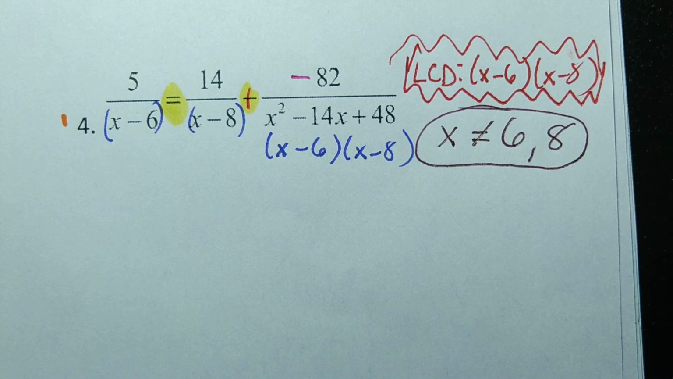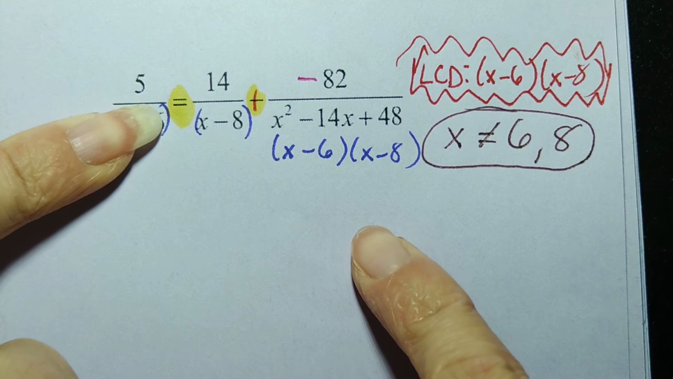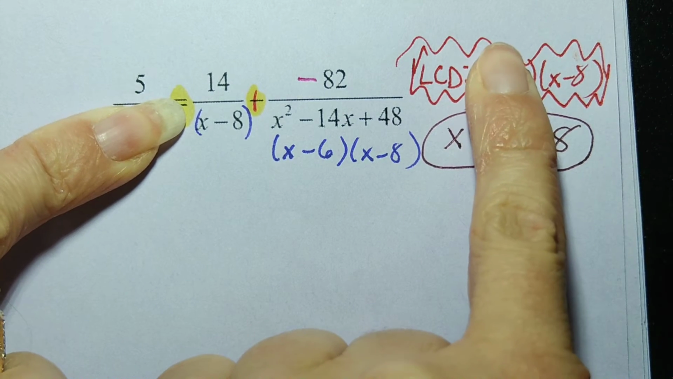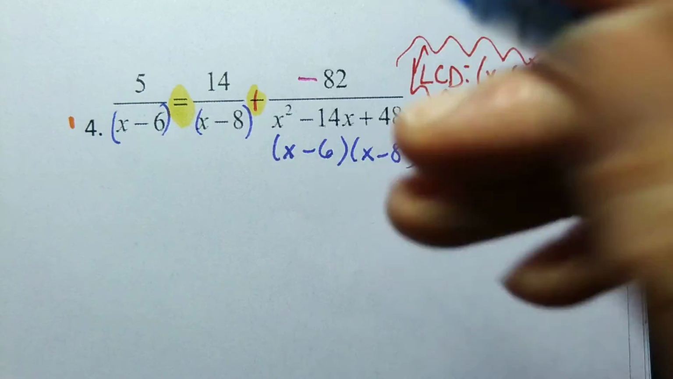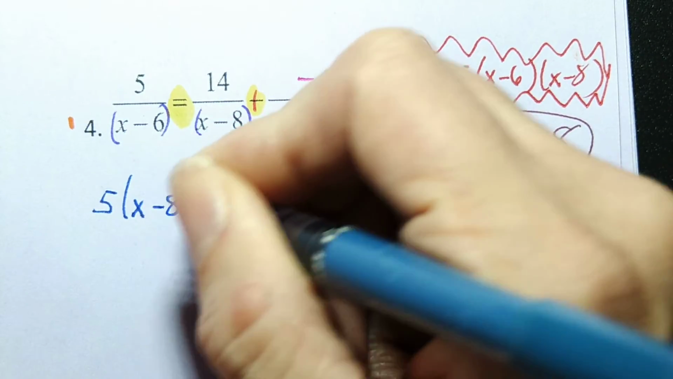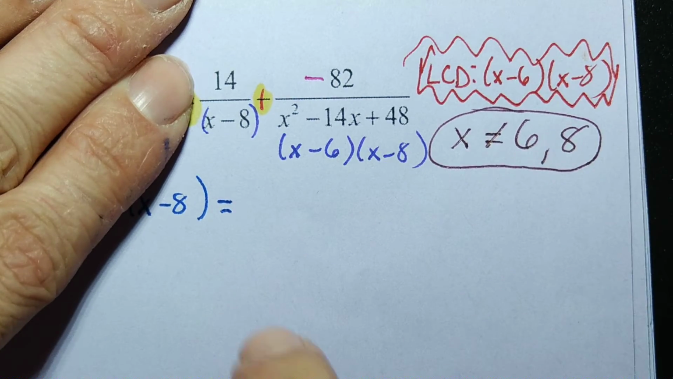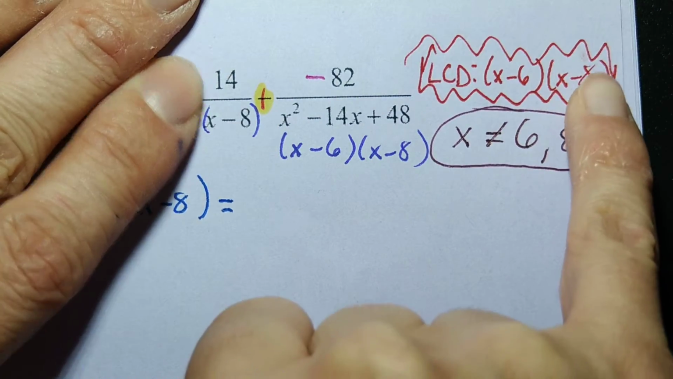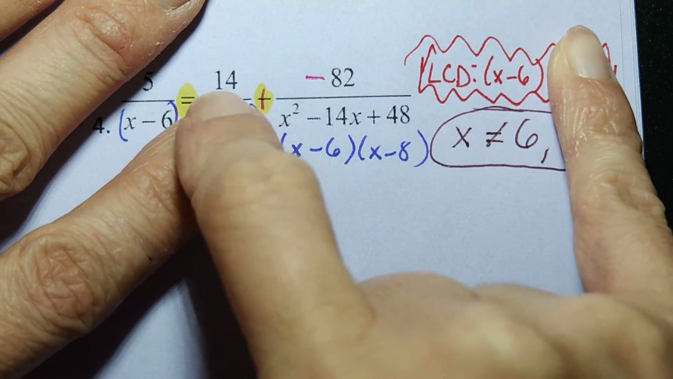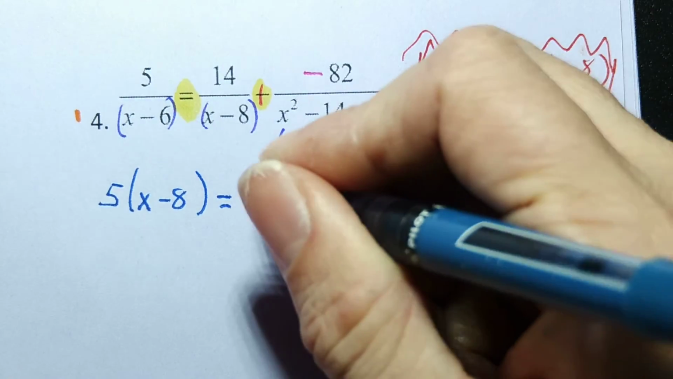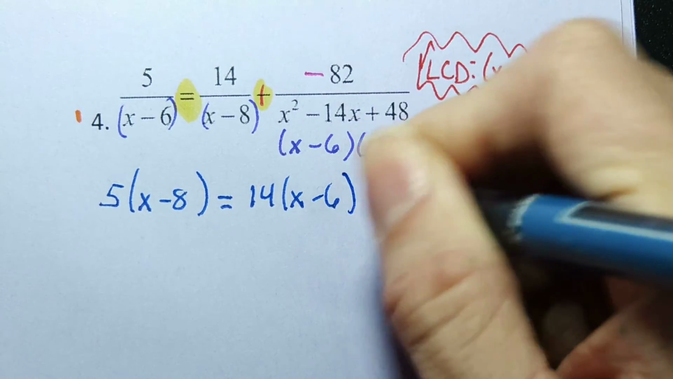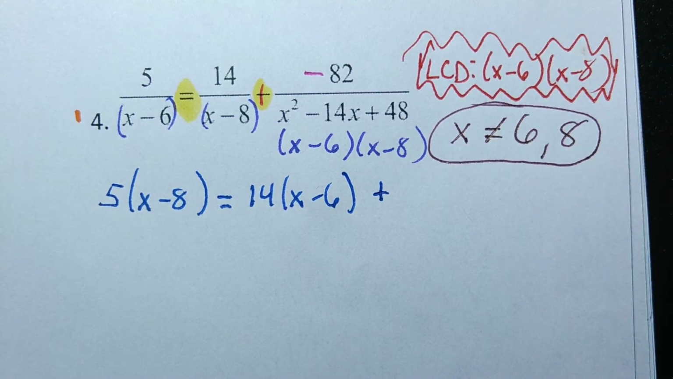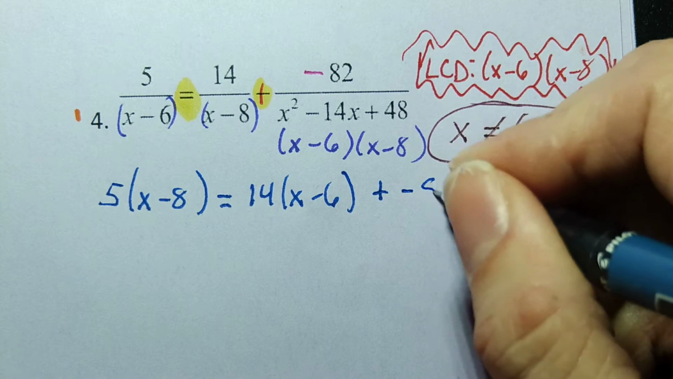All right, folks, you can either do the box method or the covering up method. I'm going to do kind of the shortcut method here. So if I multiply the first fraction by the LCD, goodbye x minus 6, goodbye x minus 6, and we're left with 5 times x minus 8 equals, looking at my second fraction, if I multiplied that by the LCD, the x minus 8s are going to cancel, and we're left with 14 times x minus 6. What am I left with after I multiply the last fraction by the LCD? Just negative 82.